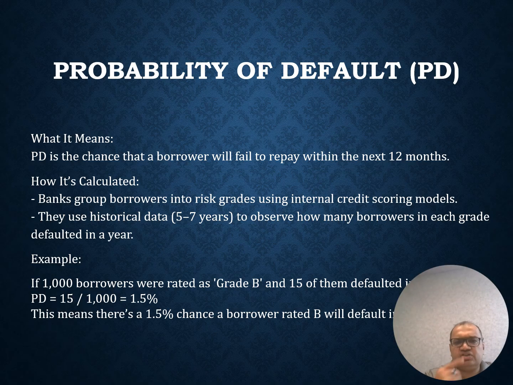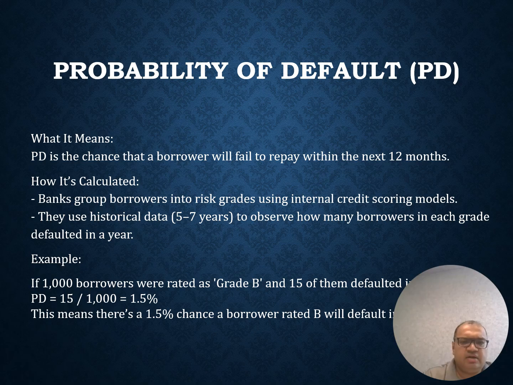As I said, it means the chance the borrower will default in the next 12 months. How is it calculated? The bank groups borrowers into risk grades using an internal scoring system, which I told you could be Moody's, or Credit Lens, whatever system you are using. They use historical data. For the advanced approach, banks are allowed by the regulator to use their own data to come up with these calculations. They don't need to rely on any outside vendor.